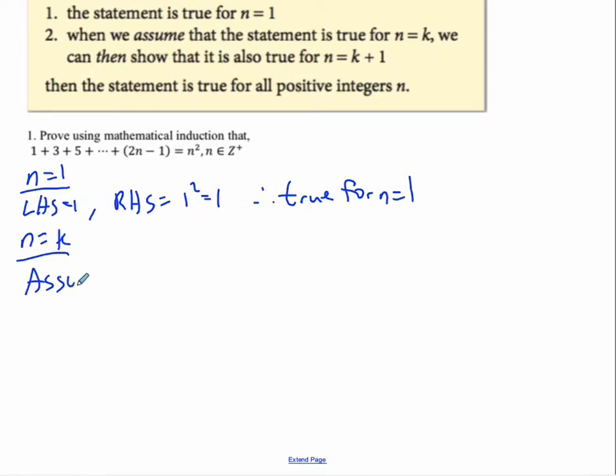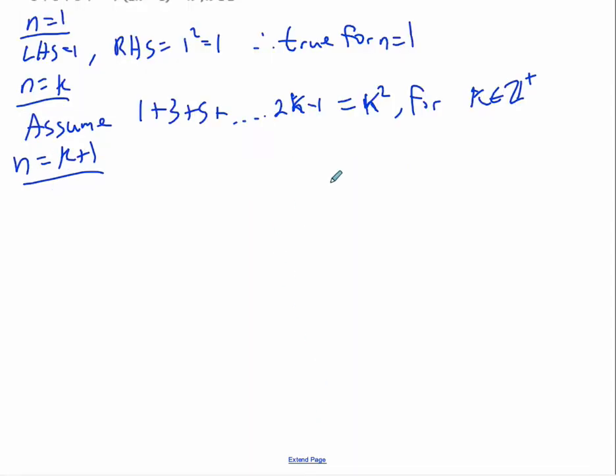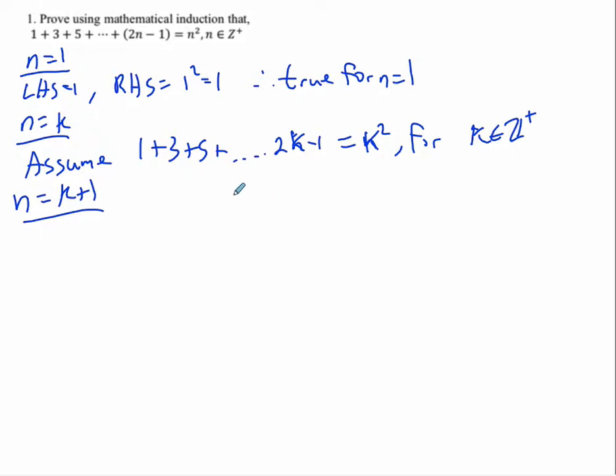Now we go to the assumption. We have to assume that 1 plus 3 plus 5 plus, basically the sum of the numbers, equals n squared. For the assumption we're assuming n equals k, so we need to write k instead of n. So this is k squared for some k in z plus. Okay, now here is the next part where we look at k plus 1. So we'll just work with the left-hand side and show it should be equal to k plus 1 squared.